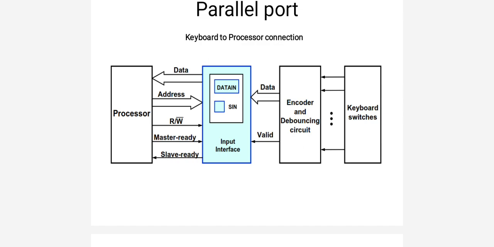And what is the use of the SIN register? That is a status flag register. When the key is pressed, the valid signal changes from 0 to 1. So this causes the ASCII code to be loaded into the data in register, and SIN is set to 1.